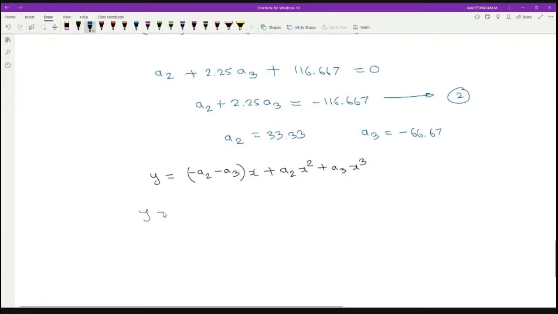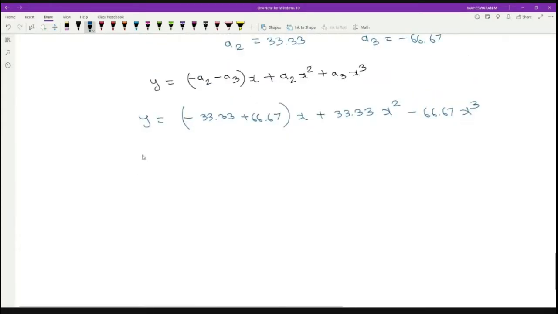So y is equal to minus 33.33, so minus of minus plus 66.67 into x plus 33.33 x square minus 66.67 x cube.